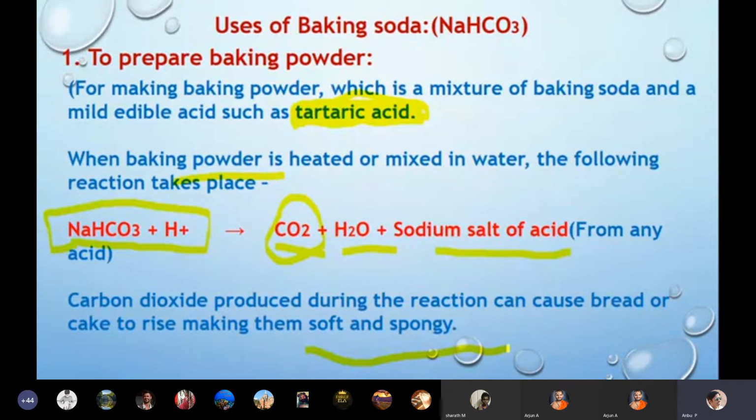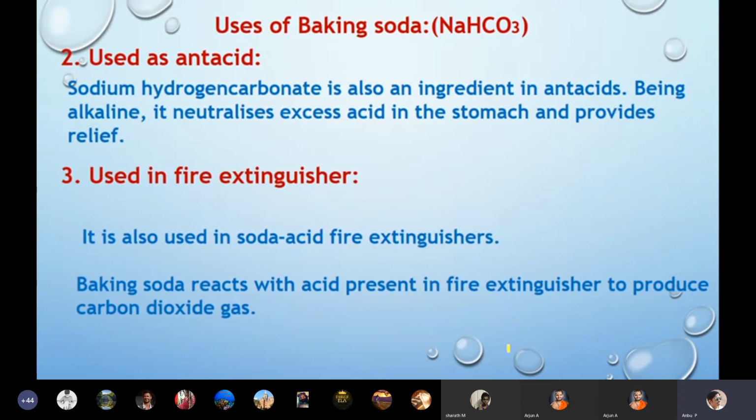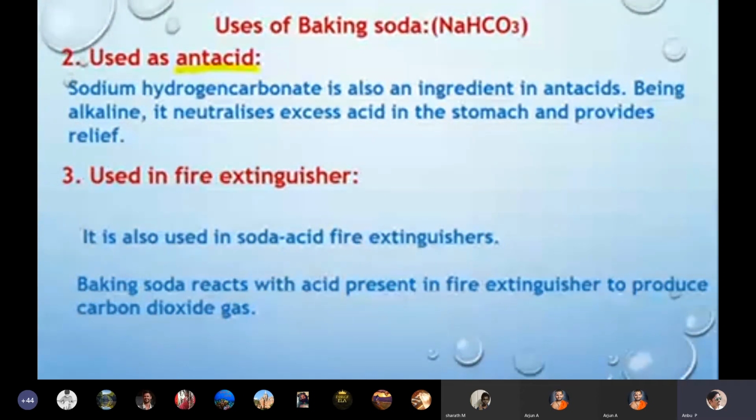The next use is that baking soda is also used as an antacid. We already discussed this point when we discussed the neutralization reaction. Sodium hydrogen carbonate is an ingredient in antacids. Since it is alkaline, meaning basic in nature, it neutralizes the excess acid present in the stomach. We also saw that magnesium hydroxide, milk of magnesia, is used as an antacid, and baking soda can also be used as an antacid. That is the second use of baking soda.